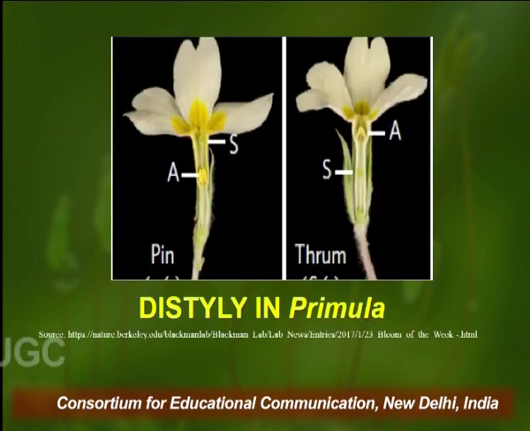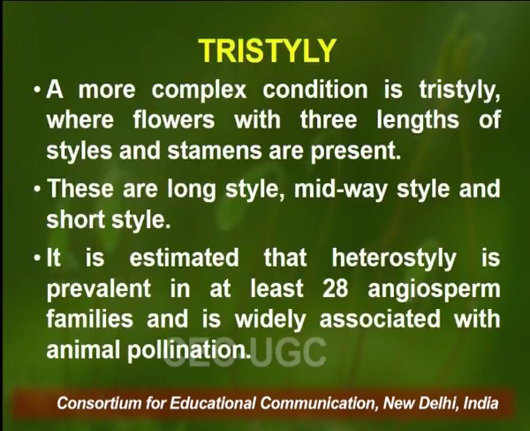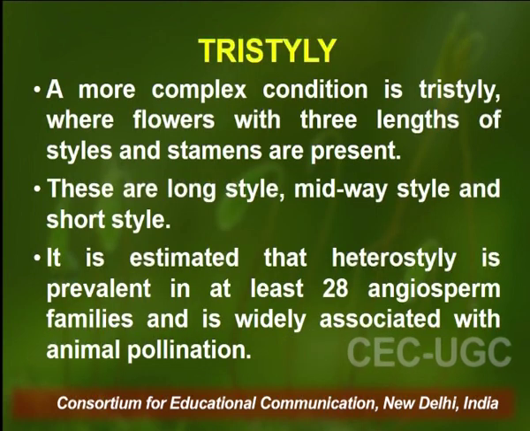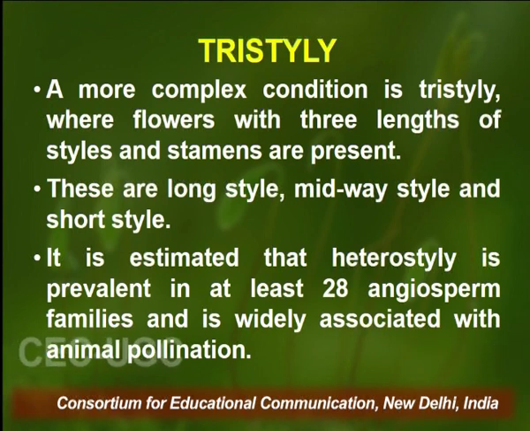This is an actual picture of a flower which shows distyly in primula. So, you can see the pin morph where the anthers are down below and the style is much above, and the reciprocal arrangement is seen in the thrum morph, which is present on the right hand side. Then comes tristyly.